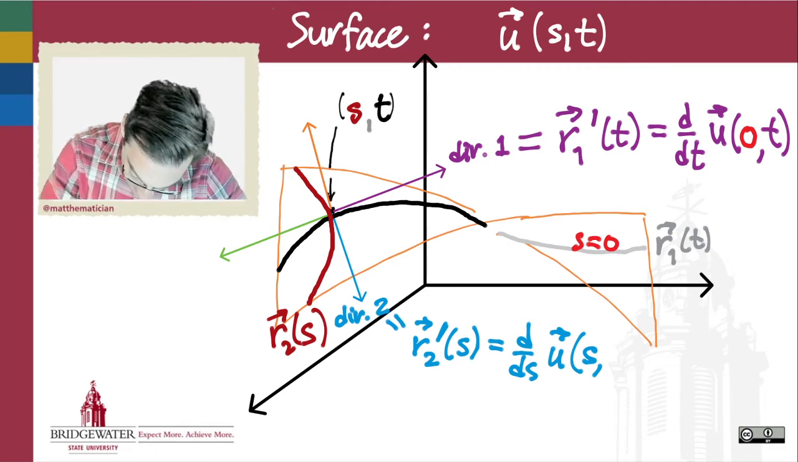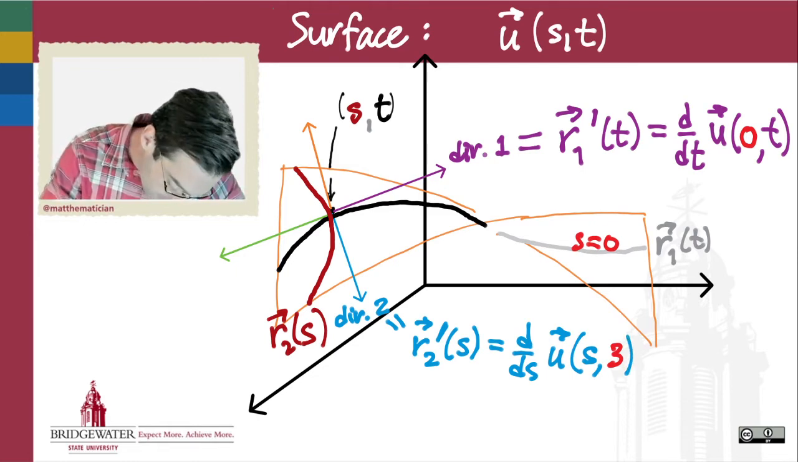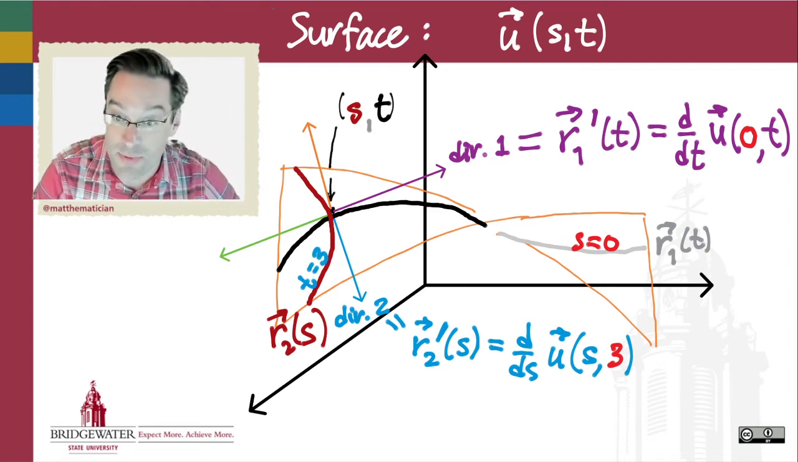Maybe we'll make it a different constant. Maybe it's 3 or something like that. And that would be the case if this curve here is the curve where t is equal to 3. Right?